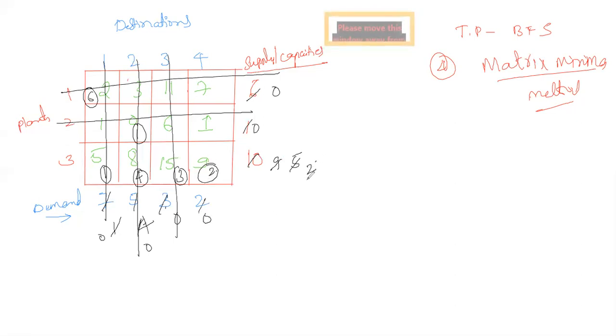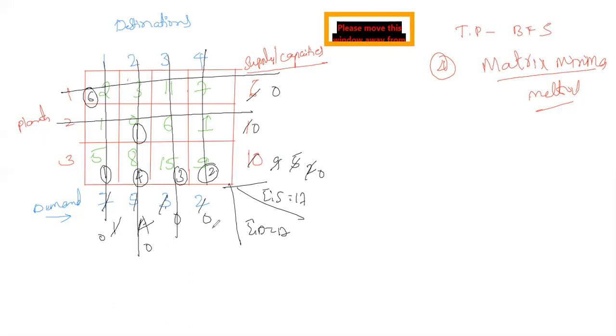Both will get cancelled. So when this becomes complete, the supply and demand should be equal. Demand is 17 here and supply is 17. Both are equal. So then all the rows and columns will be satisfied. Okay. So this becomes 0 and this becomes 0.